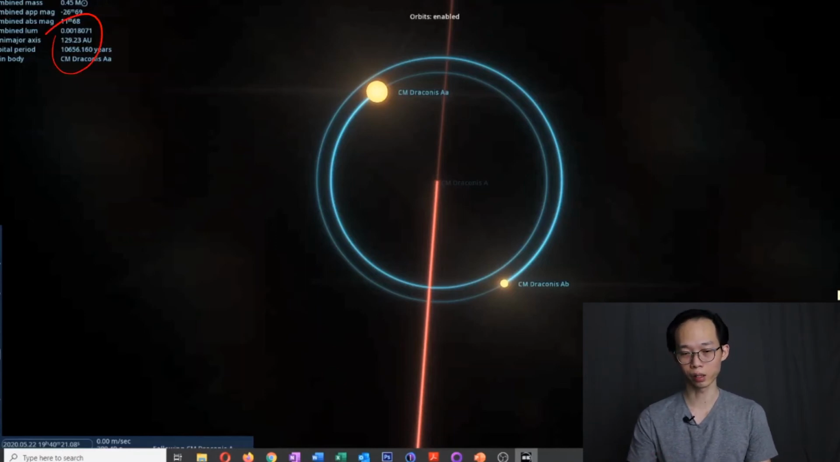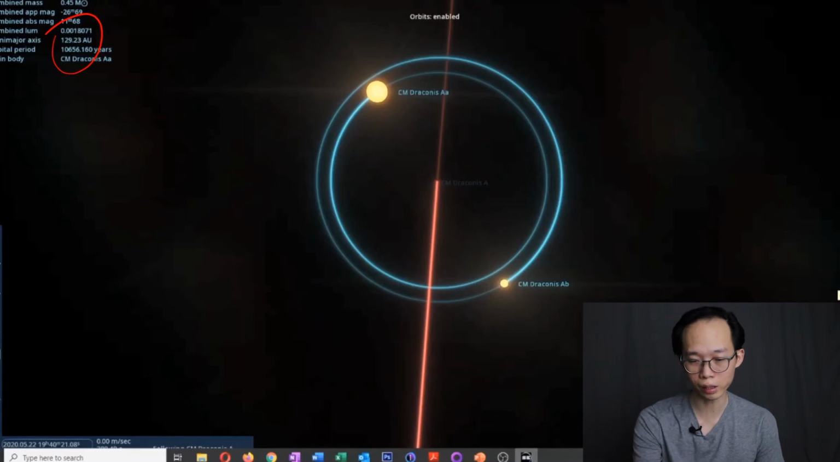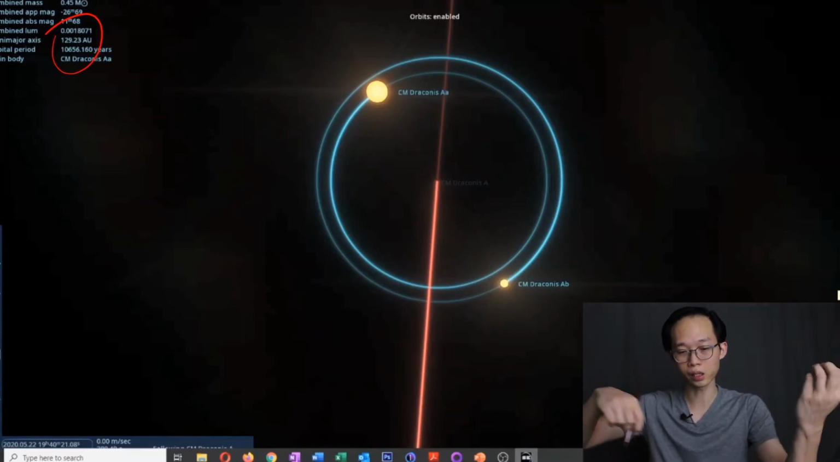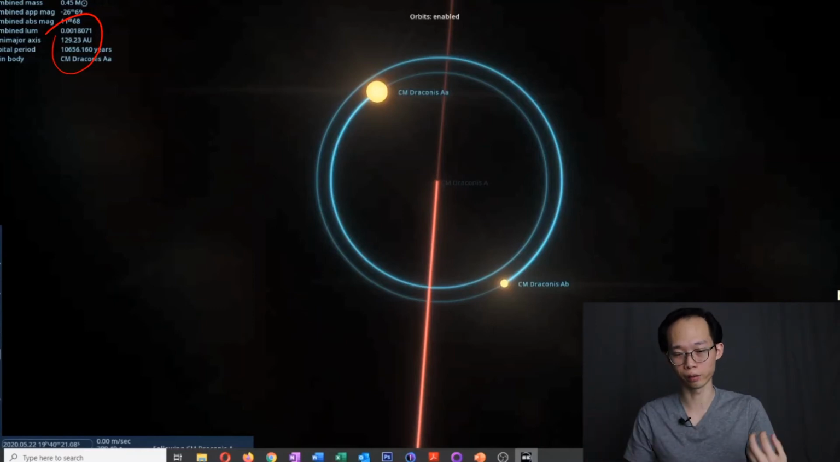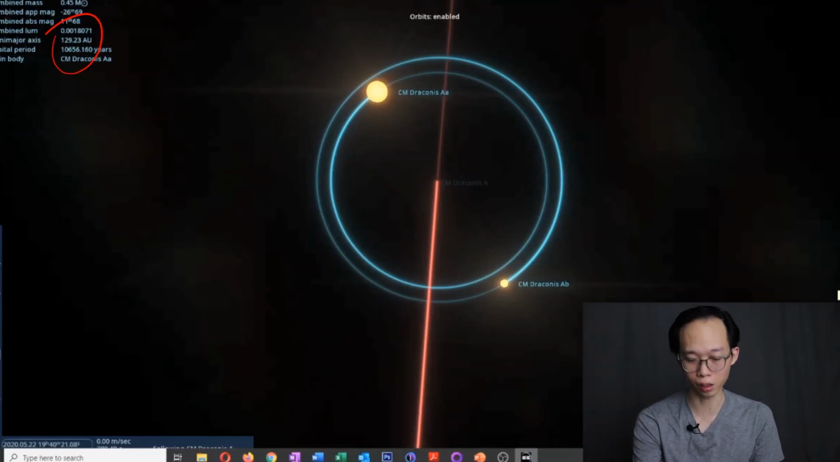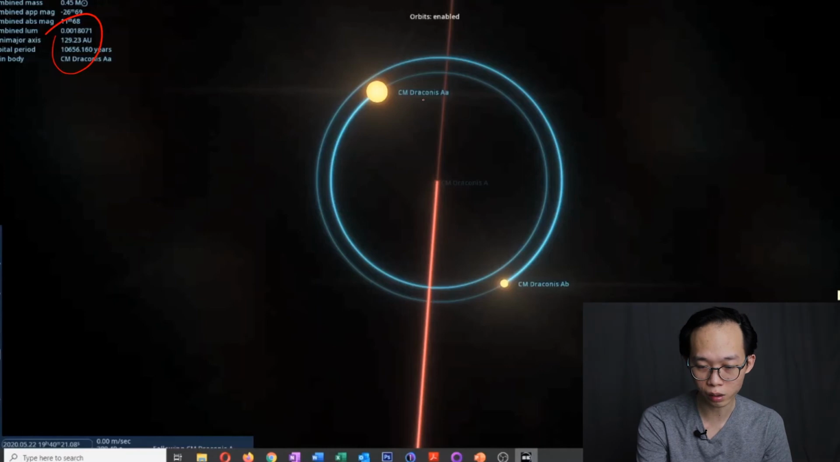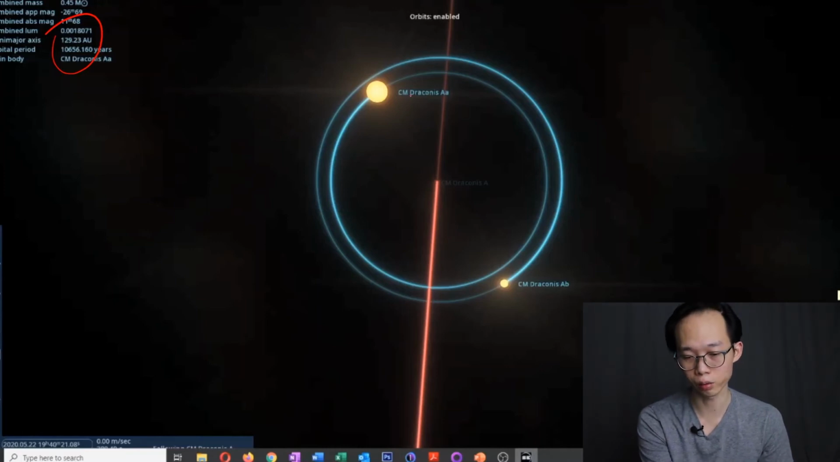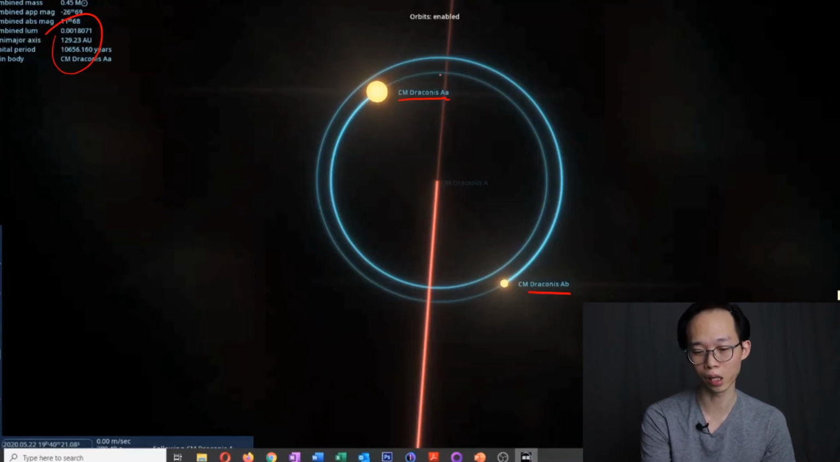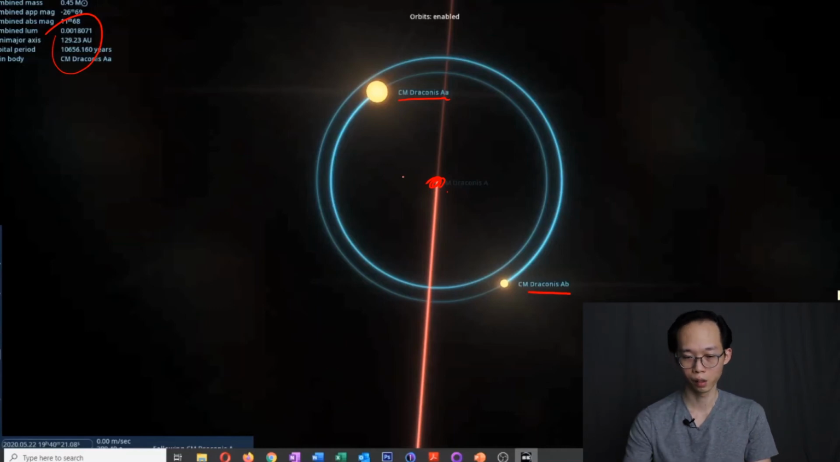So first of all, what is a binary star? A binary star is a system of two stars that are close enough together such that they are orbiting each other. They are orbiting a common center of mass. You see here, you have a slightly larger star called CM Draconis AA, and then it has a partner called CM Draconis AB. They are orbiting each other about a common center of mass over here.